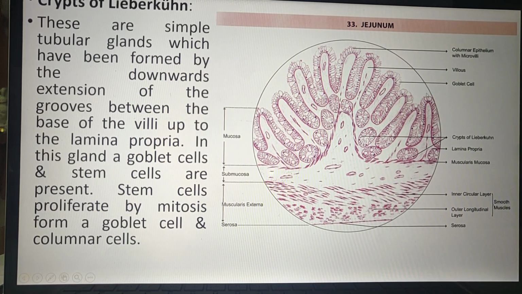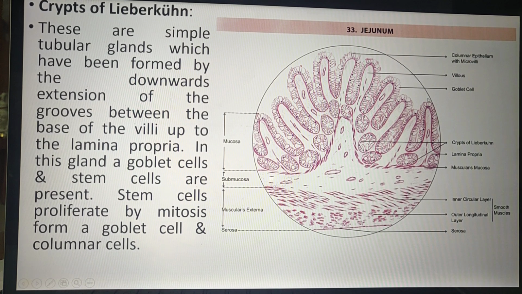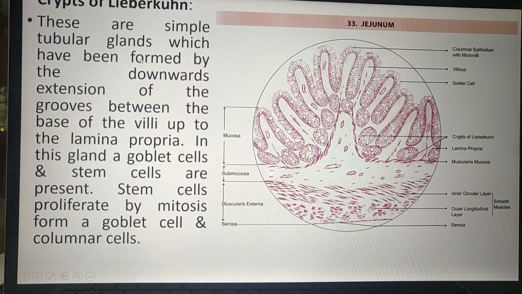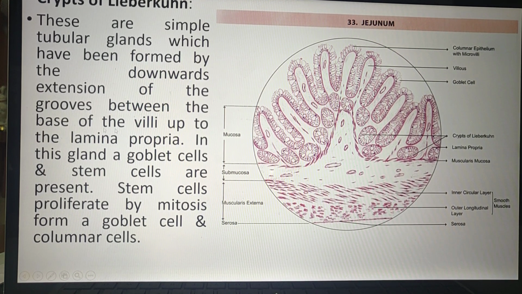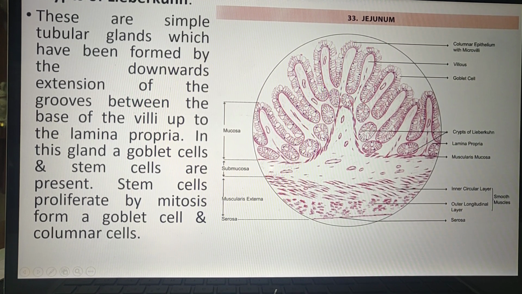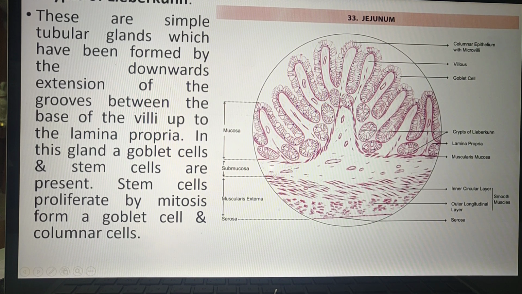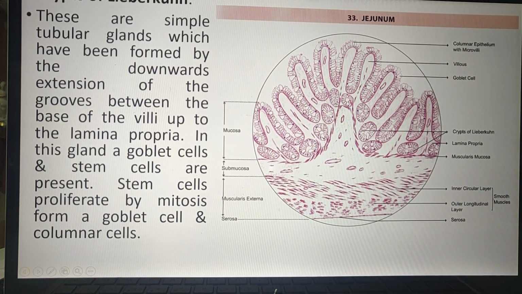So here I will discuss what the crypt of Lieberkuhn is. These are simple tubular glands which have been formed by the downward extension of the groove between the bases of the villi up to the lamina propria. So here you can see this is the base of the villi, and they are present at the base of the villi. These are the crypts of Lieberkuhn.